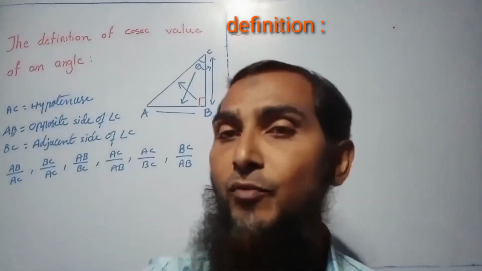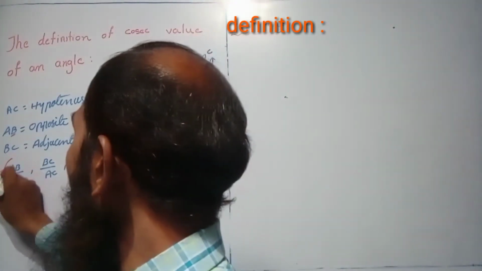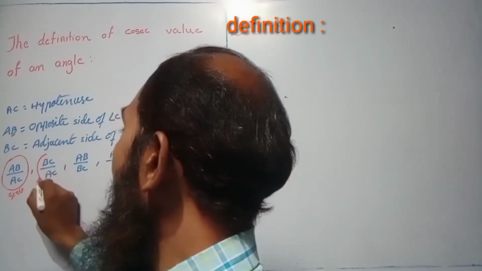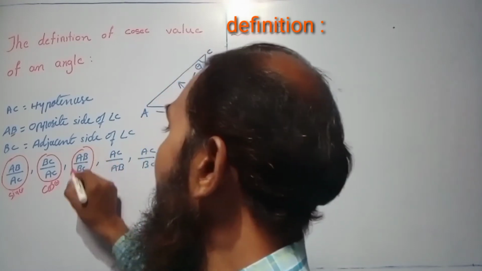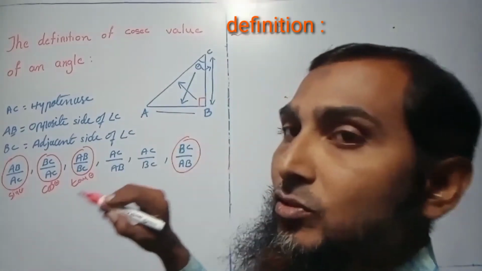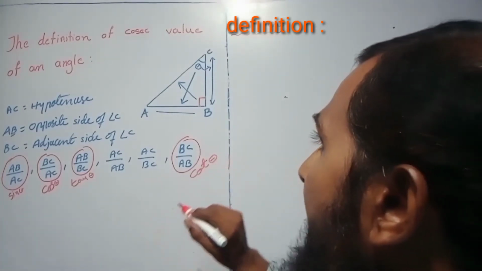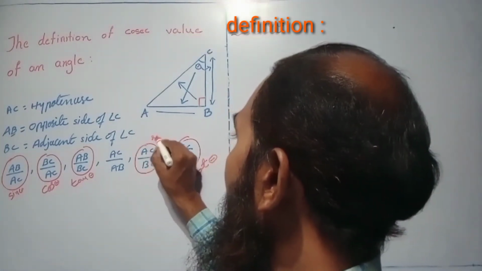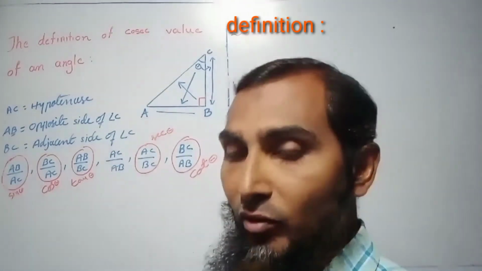Between these 6 different types of ratios, we know that the first ratio, AB by AC, is called sin theta, and BC by AC is called cos theta, and AB by BC is called tan theta, and BC by AB is called cot theta, and AC by BC is called secant theta. Now the last and final ratio, AC by AB. What do you call AC by AB?